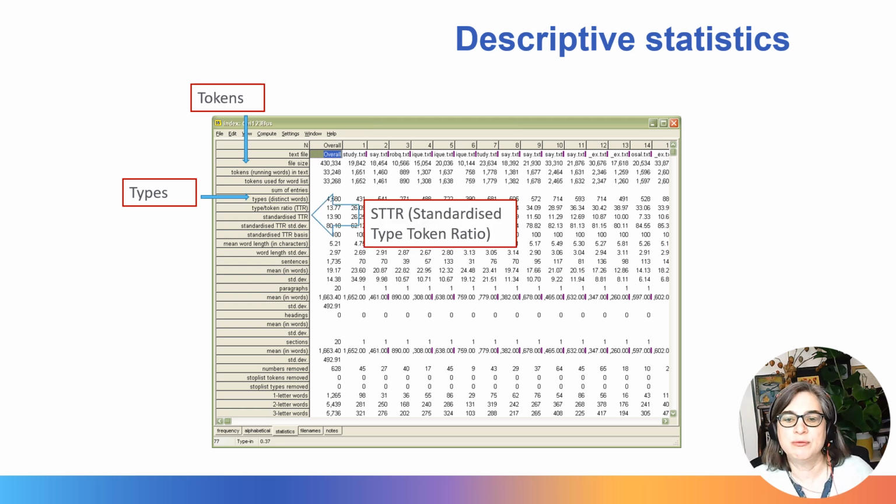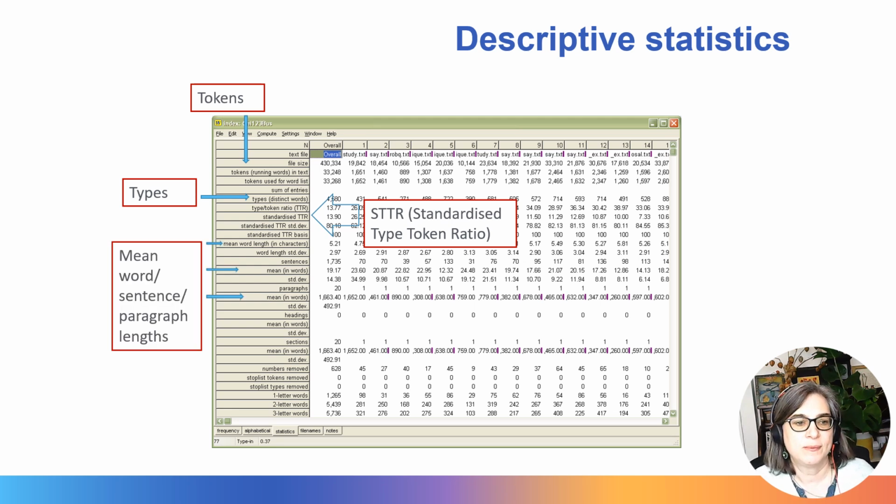So type token ratio is a way in to looking at the variety of the lexis used. Does one corpus contain a wider variety of lexis than another? And mean word or sentence length is a way in to looking at the complexity of language. Does one corpus use longer words or longer sentences or paragraphs than another? And finally, you can see the averages per text here, the number of 1-letter, 2-letter, 3-letter words.